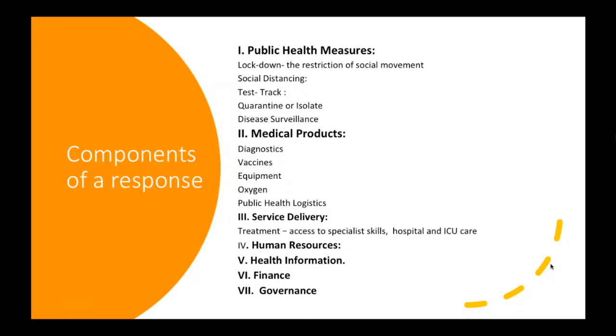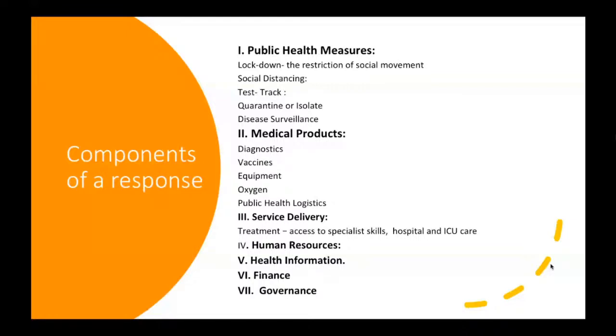But when we are talking of public health measures, we are talking of something very specific. We are talking of what a lockdown is, what it means. It's a very unusual term that has become everybody's term now. Social distancing or physical distancing, test, track, quarantine or isolate, disease surveillance. These are a set of measures that relate to public health.